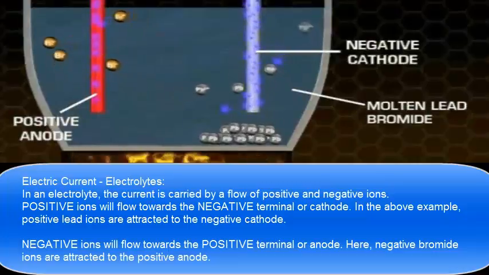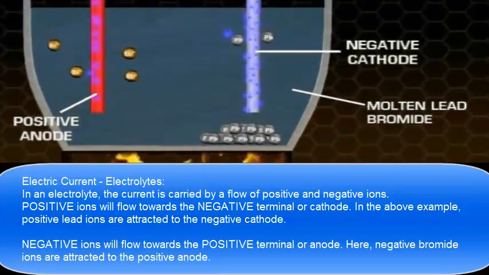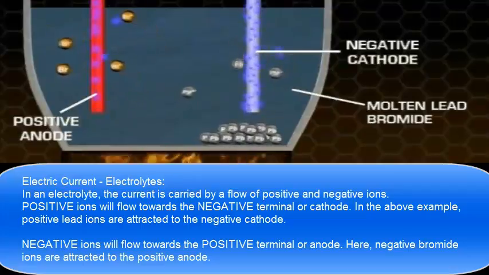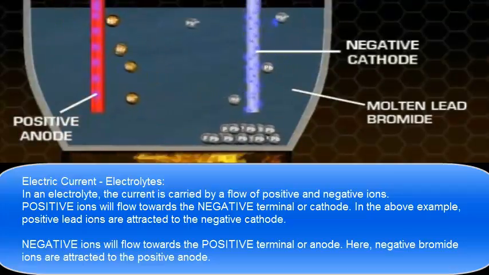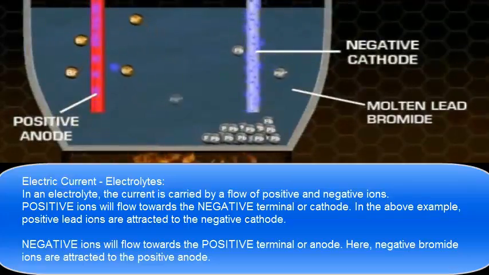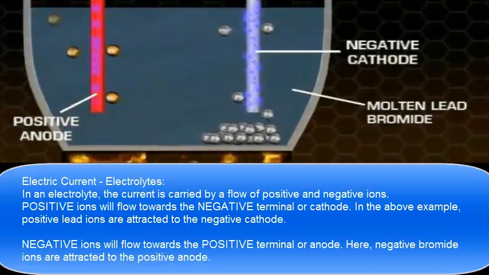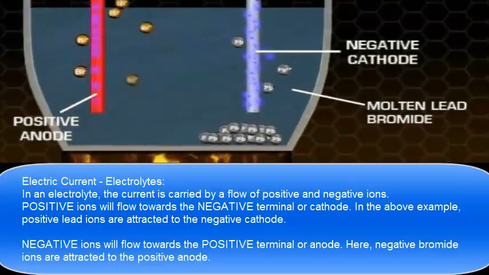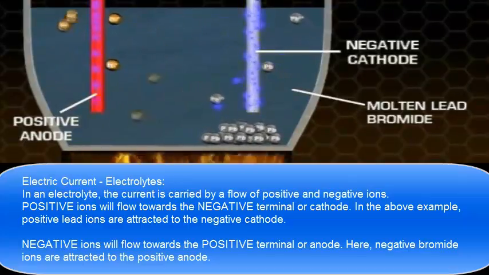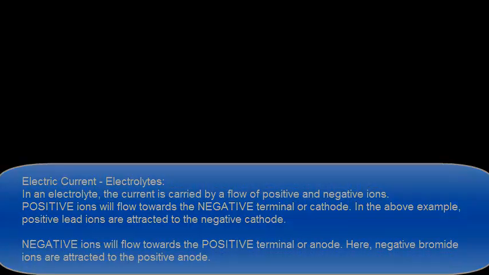Electrolytes. In an electrolyte, the current is carried by a flow of positive and negative ions. Positive ions will flow towards the negative terminal or cathode. In the above example, positive lead ions are attracted to the negative cathode. Negative ions will flow towards the positive terminal or anode. Here, negative bromide ions are attracted to the positive anode.